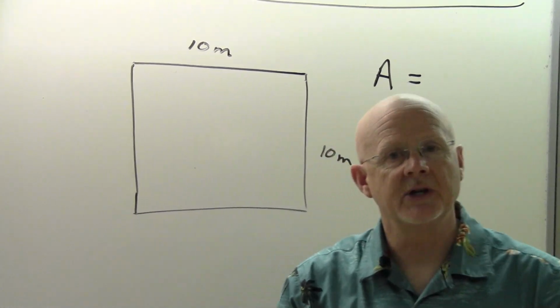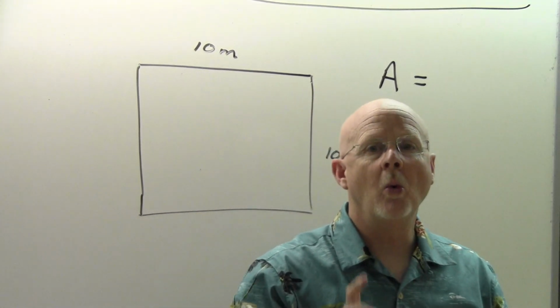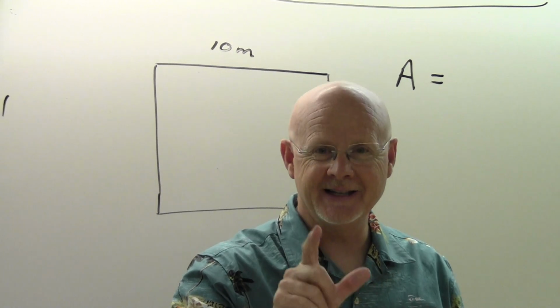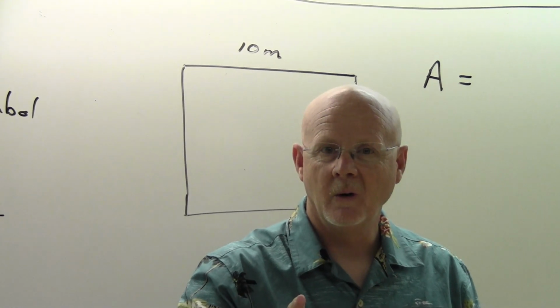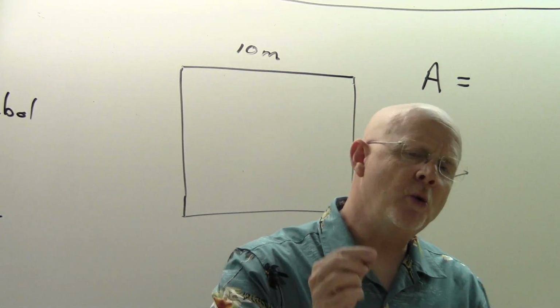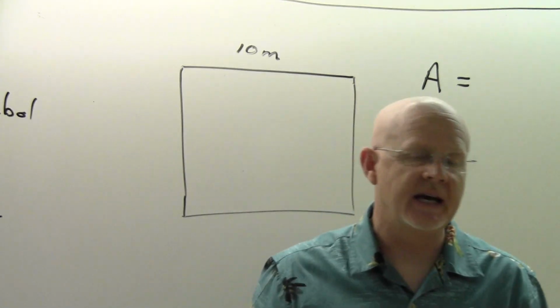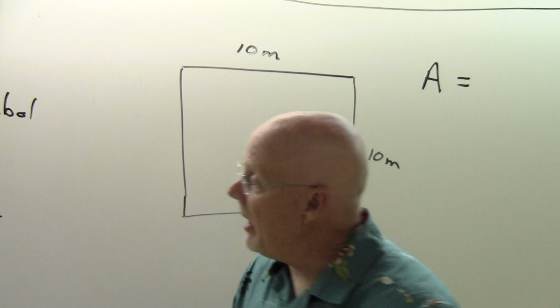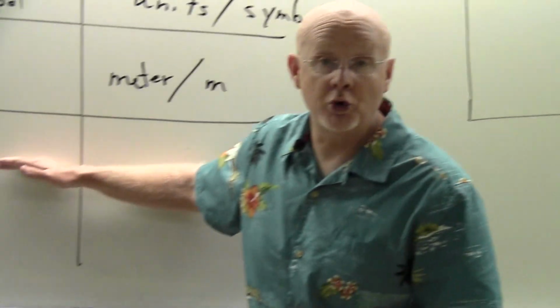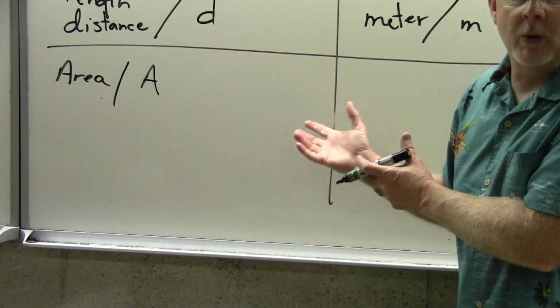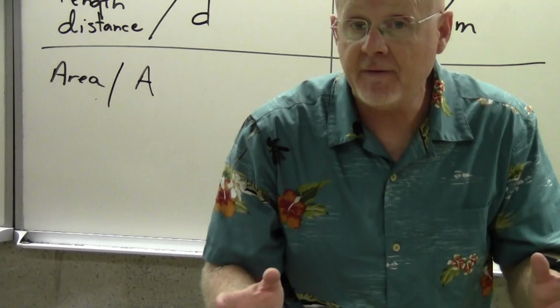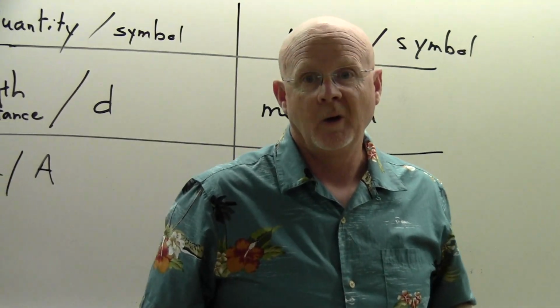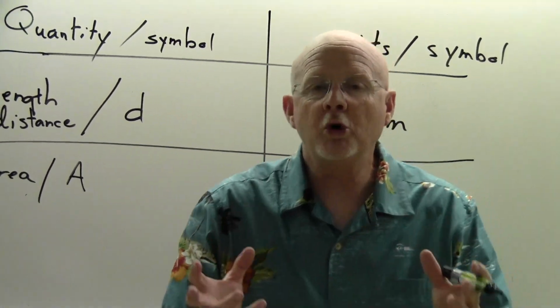But let me pause for a second. Why is it length times width? Or let me put it another way. What if you were never told that the area was a length times width? What if you had to figure it out yourself? What if you're trying to do physics here and you're asking a new question and nobody's ever told you what area is, or nobody's ever discovered area? What would you do?